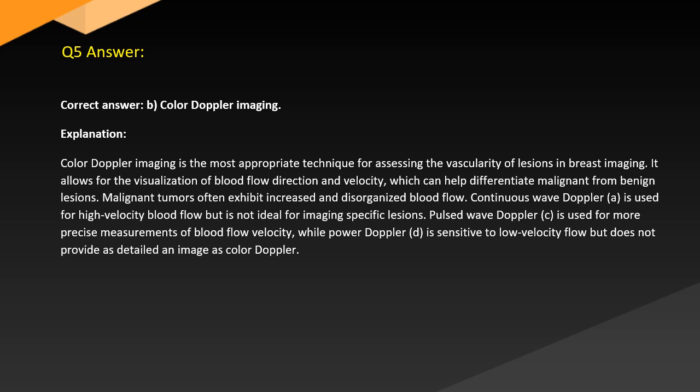Explanation. Color Doppler imaging is the most appropriate technique for assessing the vascularity of lesions in breast imaging. It allows for the visualization of blood flow, direction, and velocity, which can help differentiate malignant from benign lesions. Malignant tumors often exhibit increased and disorganized blood flow. Continuous wave Doppler (A) is used for high velocity blood flow but is not ideal for imaging specific lesions. Pulsed wave Doppler (C) is used for more precise measurements of blood flow velocity, while power Doppler (D) is sensitive to low velocity flow but does not provide as detailed an image as color Doppler.